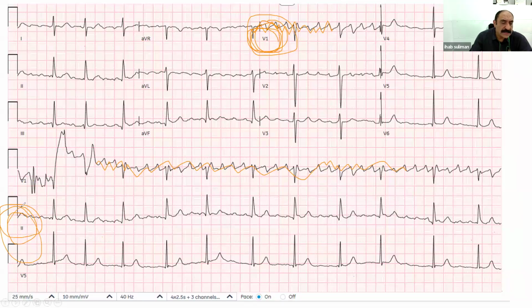So lead 2 sometimes can give you a good idea. And if you see here, the RR waves are not regular. Sometimes flutter can be confused with baseline artifacts, but the only differentiation between an artifact and flutter waves is when you go down, you will find that the RR are not equal.